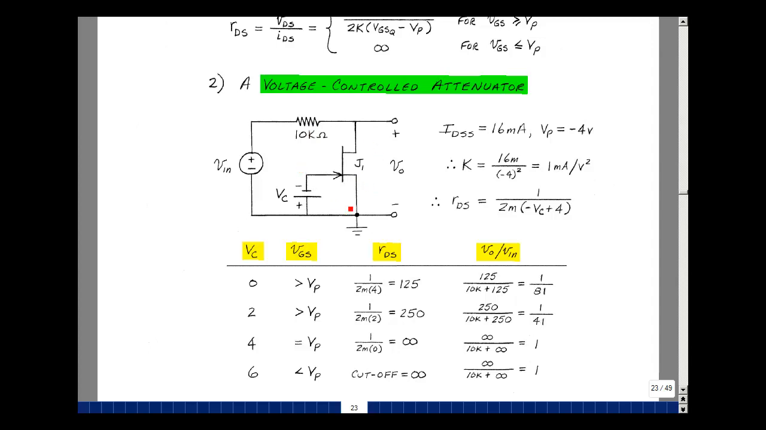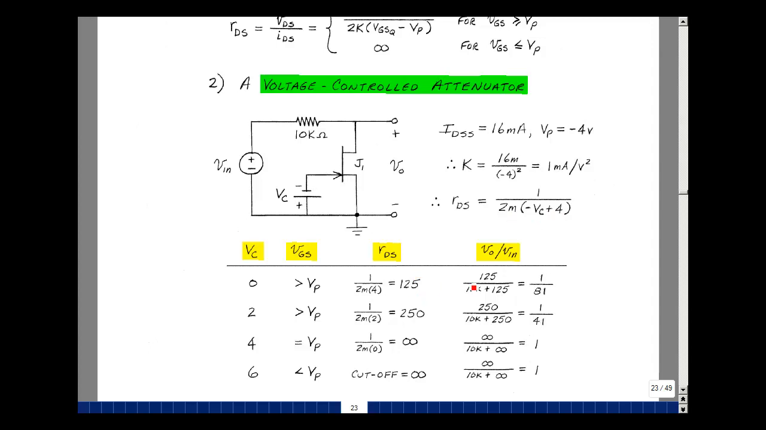And suppose that for this JFET, IDSS is 16 milliamps, and the pinch-off is minus 4. That would make K 16 divided by minus 4 squared, or 1 milliamp per volt squared. Our value of RDS would then be 1 over 2K, so 2 times 1 milli. The gate source voltage is going to be minus V sub C, and the pinch-off is going to be minus 4. Suppose we plug in V sub C equal to 0. The gate source is greater than pinch-off, and this expression then is 1 over 2, 0 plus 4, and the reciprocal of that is 125.